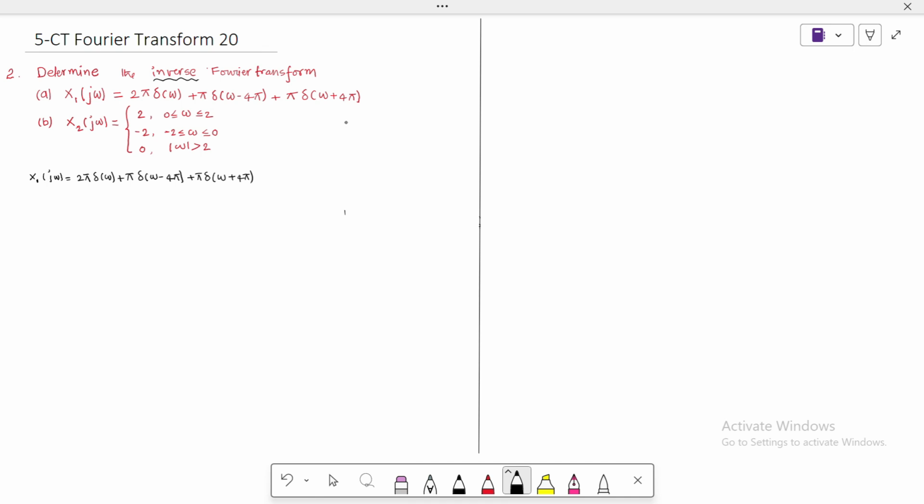Here we know that del of t and 1 are Fourier transform pairs: the Fourier transform of 1 equals 2 pi del of omega, and of e power j omega naught t equals 2 pi del of omega minus omega naught. So this is the frequency shifting property.